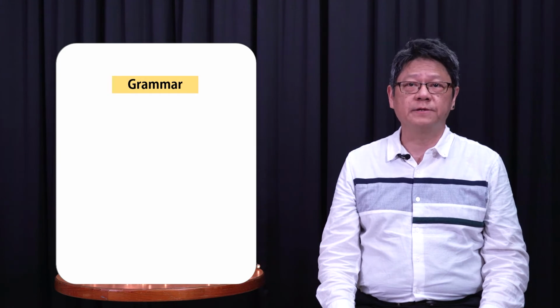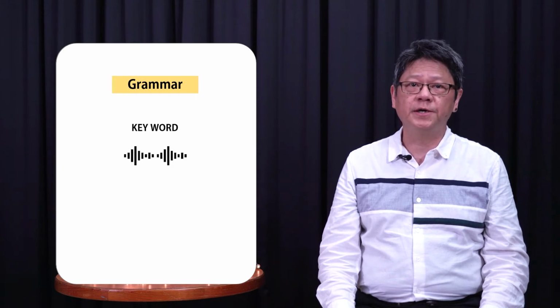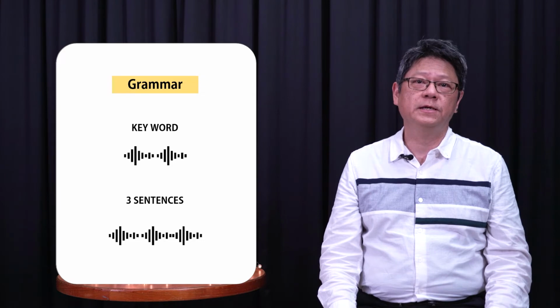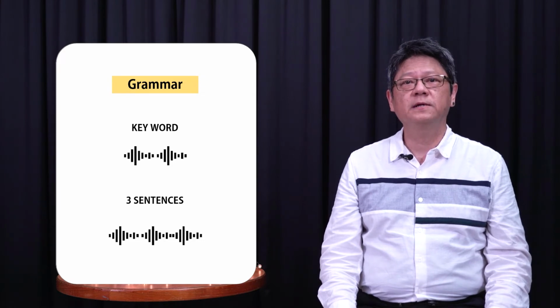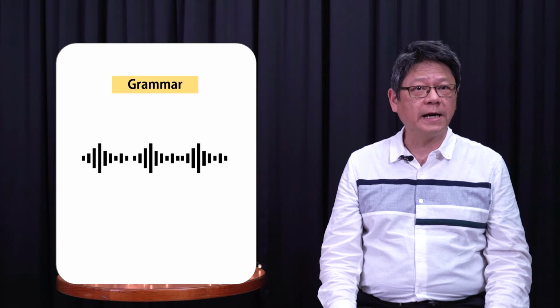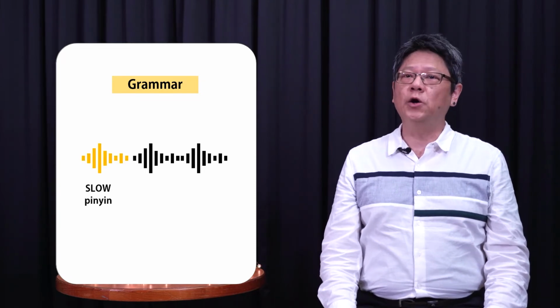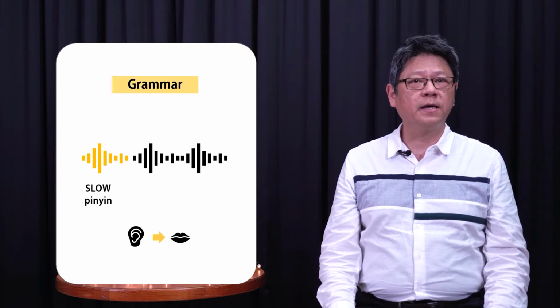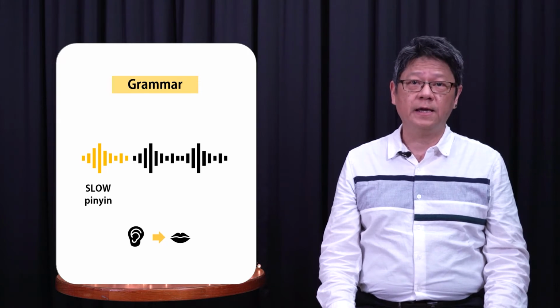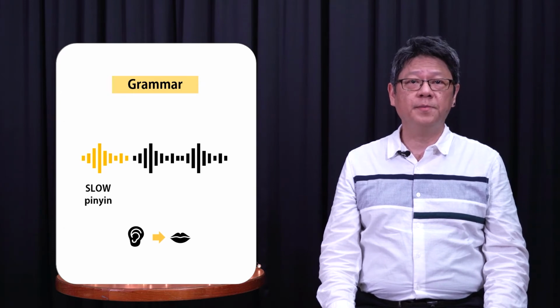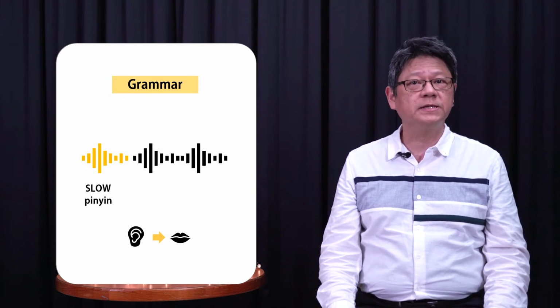In the grammar section, first, you will hear the key word of the grammar twice. Then you will hear 3 sentences using this grammar. Each sentence will be read 3 times. For the first time, they will be read slowly. When you listen to the recording, read the pinyin of the sentence on the screen at the same time. After hearing it, there will be a pause for you to repeat the sentence.